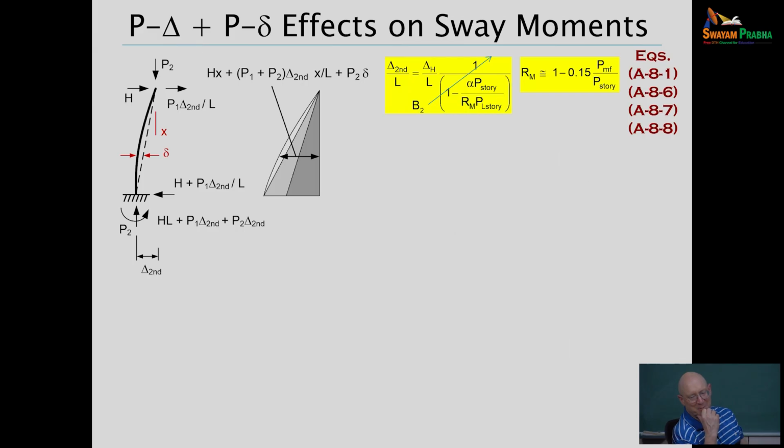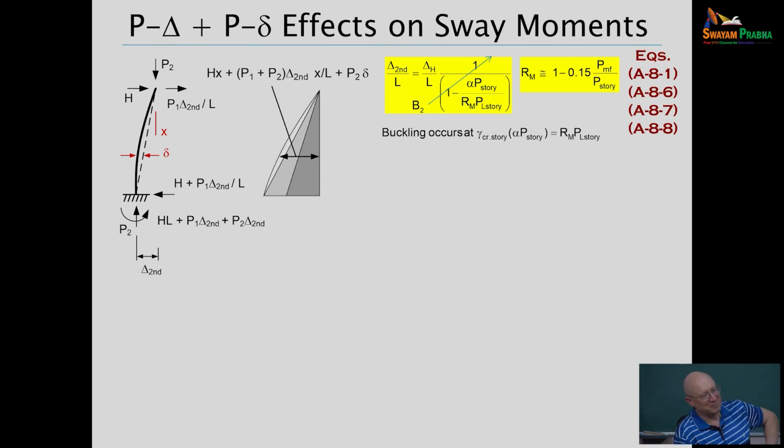I'm just bringing them forward from the last page. Again, the equation numbers on the right in red are equation numbers that show up in the PDF of the spec, the AISC specification that you have. Again, we can do the same thing with buckling. Okay, so when do we get buckling?